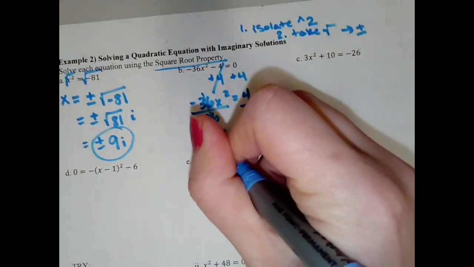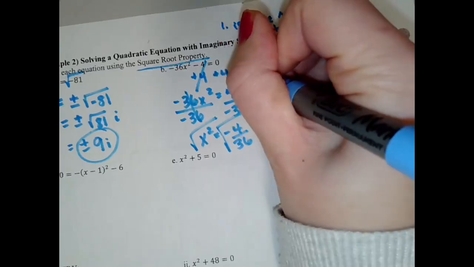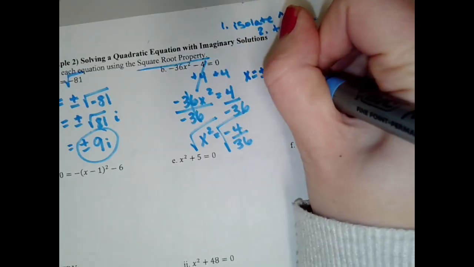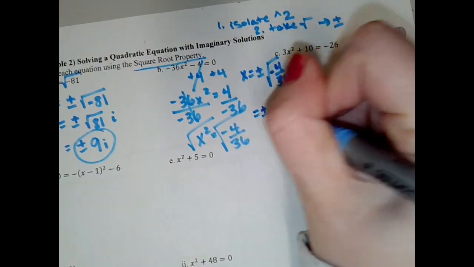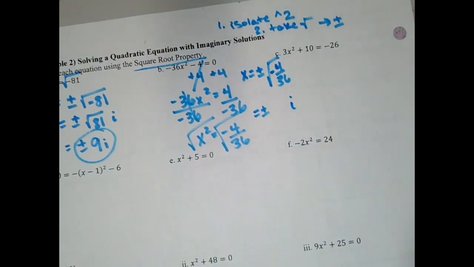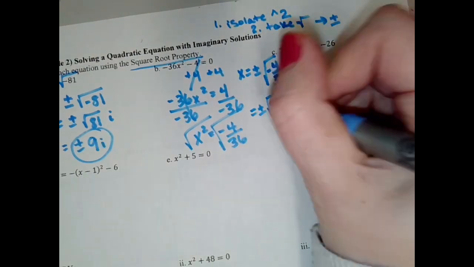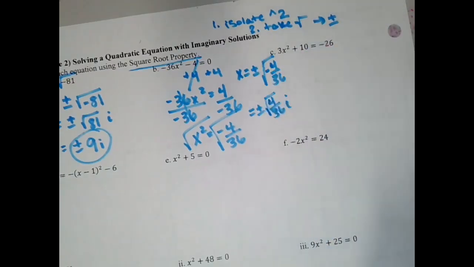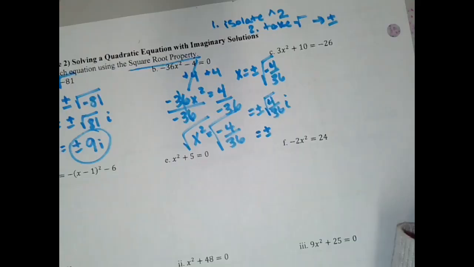That gives me x squared equals negative 4 over 36. To undo the square, I'm going to take the square root of each side. That gives me x equals plus or minus the square root of negative 4 over 36. That gives me plus or minus, I'm going to have an imaginary unit. So I'm going to pull out that square root of negative 1, and then I'm going to simplify this radical like I normally would. So with this quotient, you just take the square root of each number.